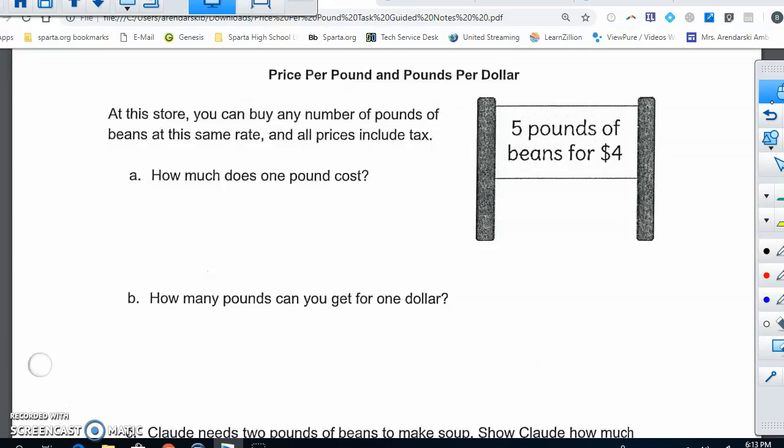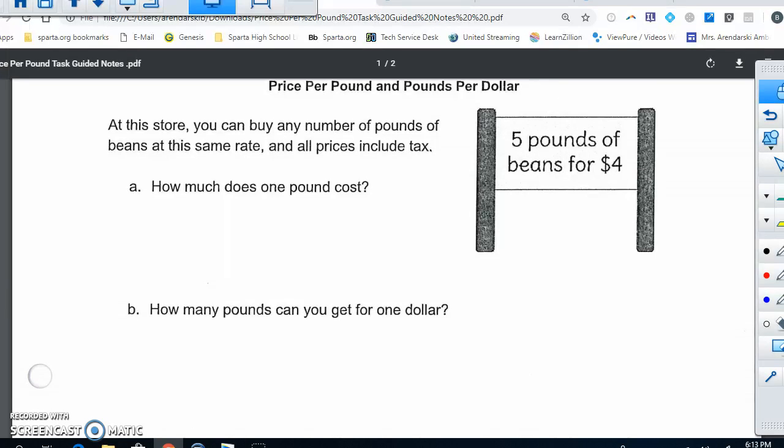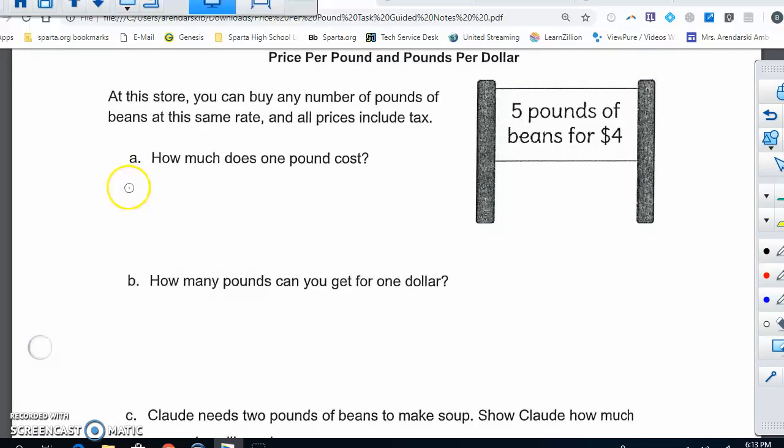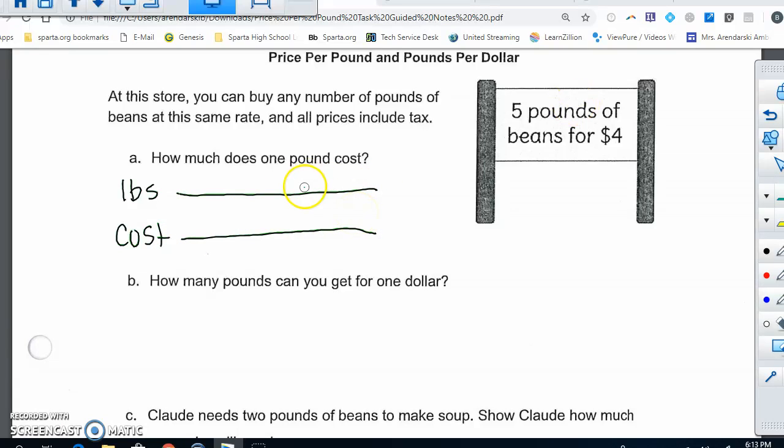I'm going to use a double number line diagram, which we learned how to do in the last unit. So we are going to be comparing pounds. We are going to put pounds and we're going to put cost. I'm going to draw my double number line. Now, information that I was given. I know that 5 pounds costs $4. And we're trying to find for 1 pound.